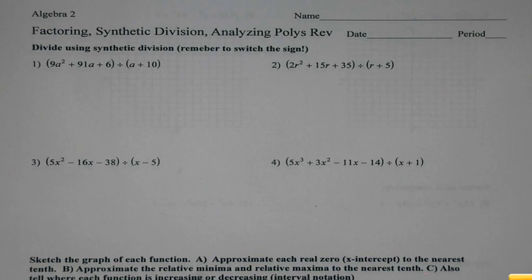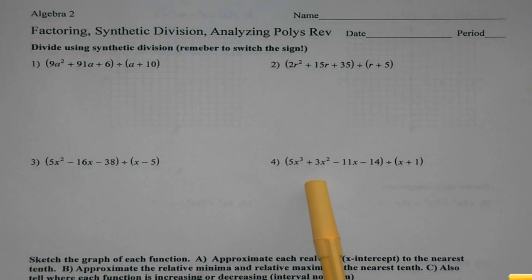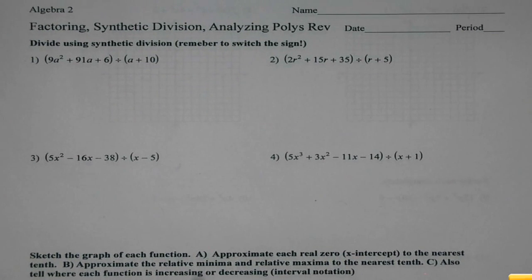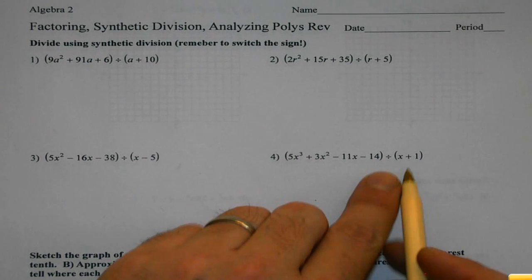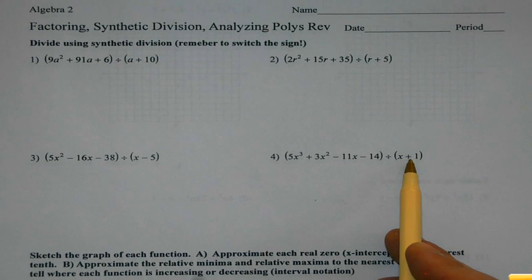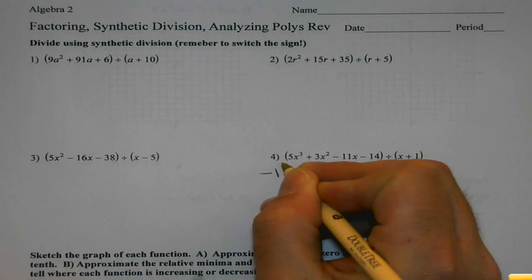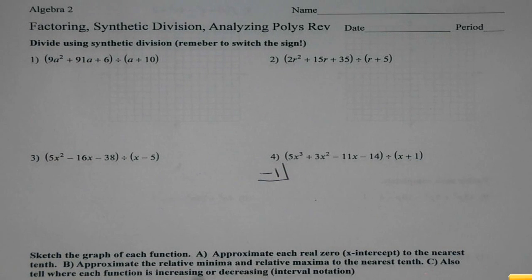So I'm actually going to jump to the one that looks the trickiest, which is number 4, just because it's the longest one. When we're going to use synthetic division, you go to your binomial term, and whatever value you see here, in this case it's plus 1, we're going to put the opposite in our little box. So if it's plus, we use minus. If it's minus, we use plus.